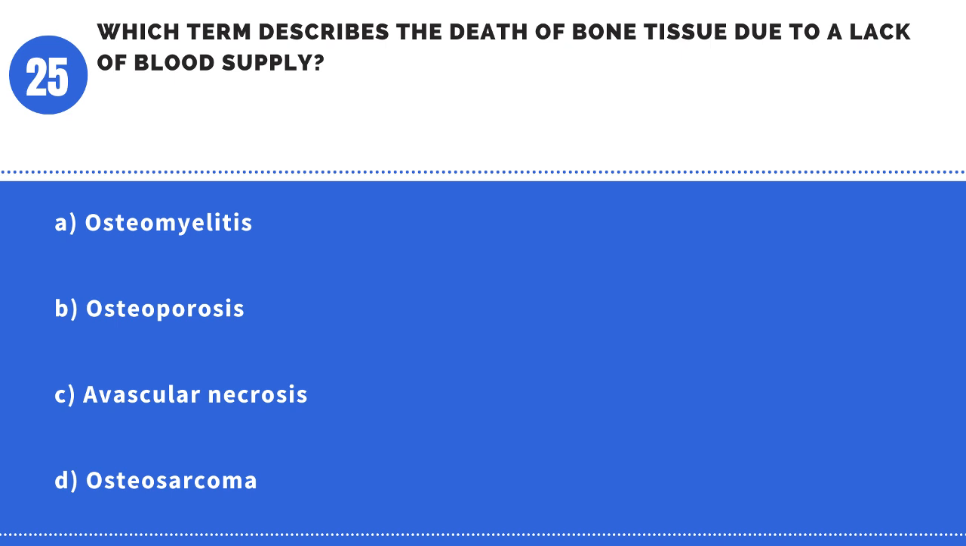Question 25. Which term describes the death of bone tissue due to a lack of blood supply? A. Osteomyelitis. B. Osteoporosis. C. Avascular necrosis. D. Osteosarcoma.